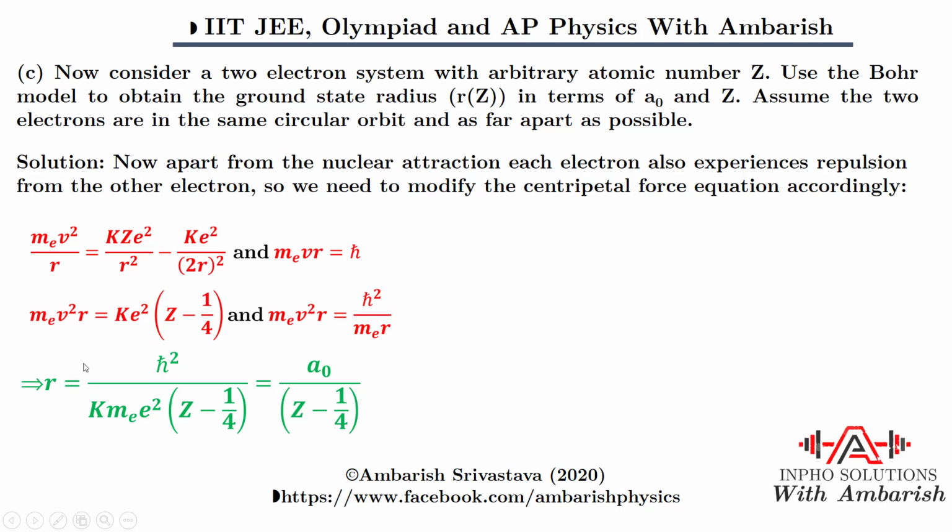Okay, on the first slide we had shown this. So you can keep this in mind, h cut square upon k m e e square is a naught, so this radius is a naught upon (z minus 1 by 4). So that's the solution to part C.